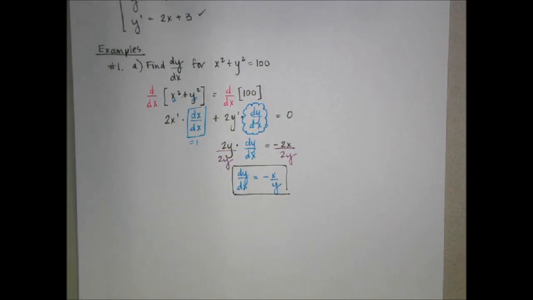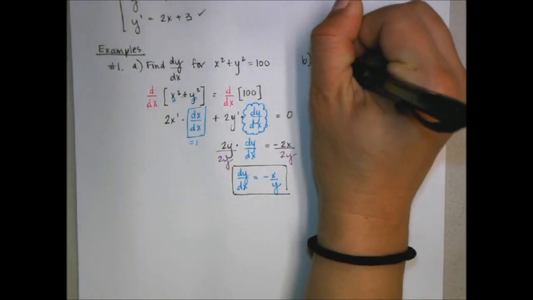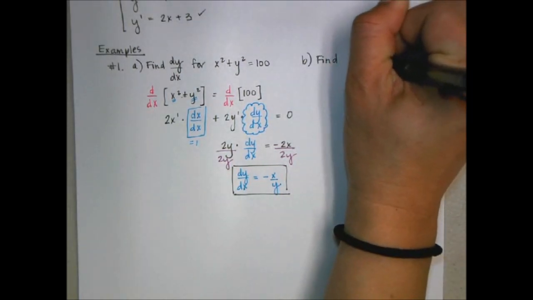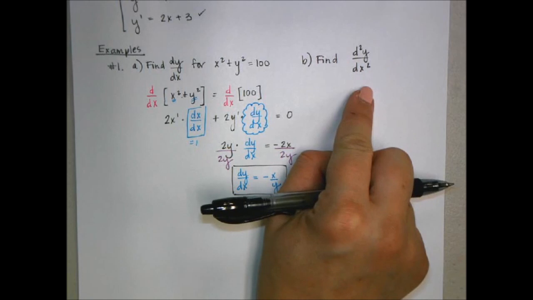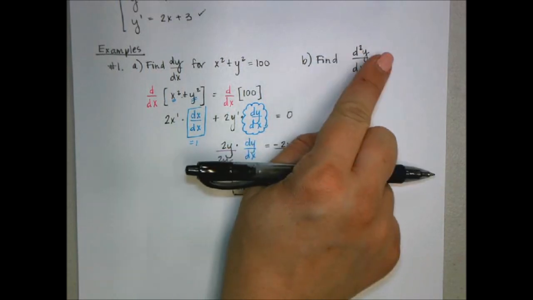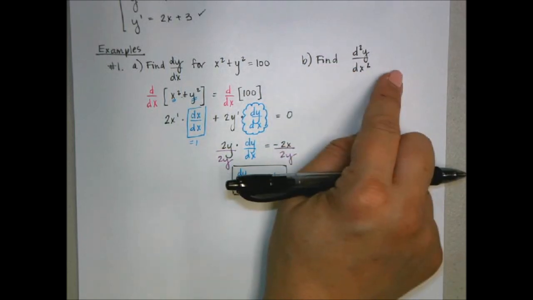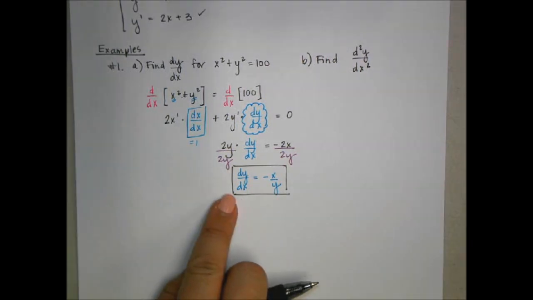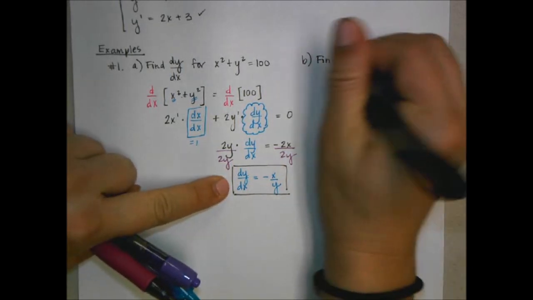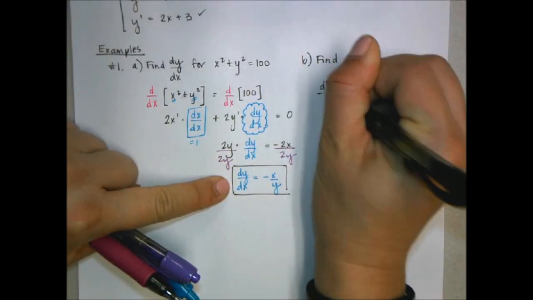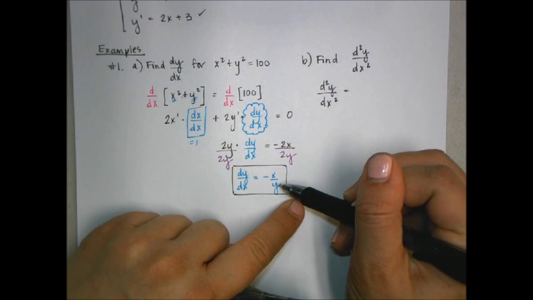Okay, well that was part A. In part B, I'm going to ask you to find the second derivative. So the second derivative of y with respect to x. So it looks like d squared y over dx squared. Second derivative of y with respect to x again. Okay. What I want to do is take the derivative from where I left off. So to take the derivative here of this guy, what do I have to use on the right side? Because I have a variable divided by another variable. The quotient rule.